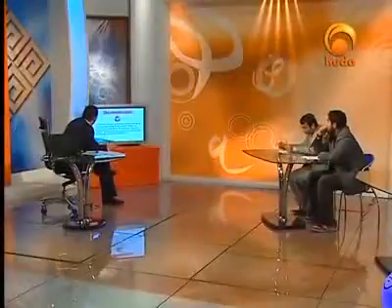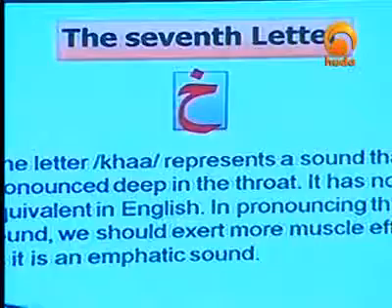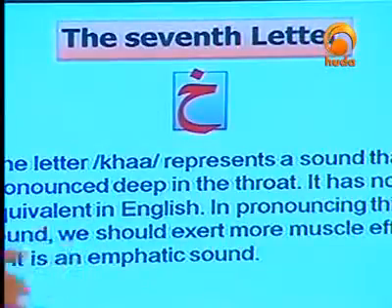So let me just read the slides here. It says that the letter kha represents a sound that's pronounced deep in the throat, probably could be close in a certain way. It has no equivalent in English. I think it can probably be found in the Scottish or Irish dialects. In pronouncing the sound, we should exert more muscle effort as it is an emphatic sound. So that means, I can tell you here, ha, are emphatic sounds. We do have also ayn, we have also ta, and we have also va, right?